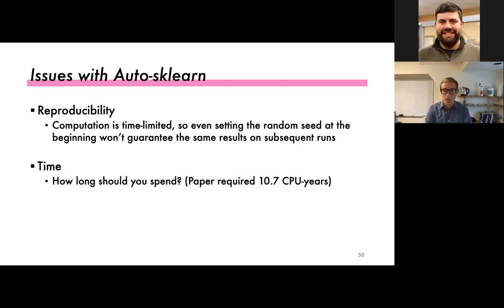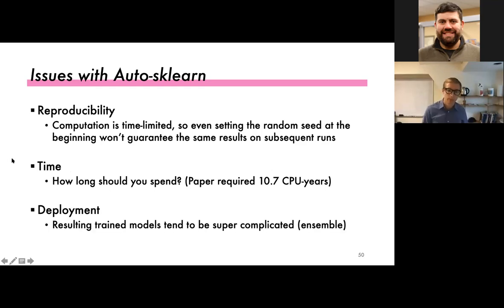Sometimes it works pretty well, but you have to give it a pretty big budget for it to really be able to do a good job. And with a small budget of time, what it ends up doing is just not exploring complex models at all. So you might actually be restricting it to only simple models and not even really realizing it. Another problem I've run into trying to deploy models learned with AutoSKLearn in practice is that these trained models tend to be super complicated since they're an ensemble of 50 different models, which might also be individually complicated.